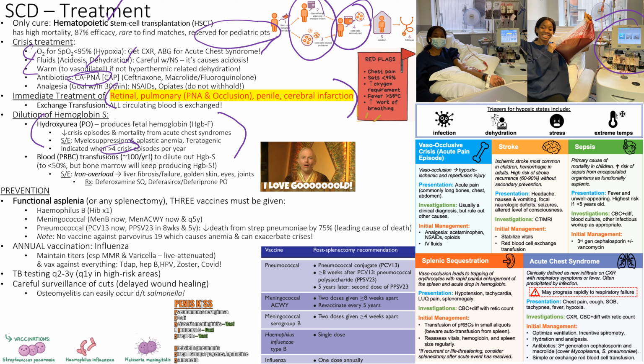When they have more than 4 crises per year, that's usually when we switch them over to hydroxyurea. Because hydroxyurea itself is a chemo drug, it's going to have a lot of bad side effects, such as shutting your bone marrow down, which puts you at risk for infection, which puts you at risk for all the problems you mentioned above.